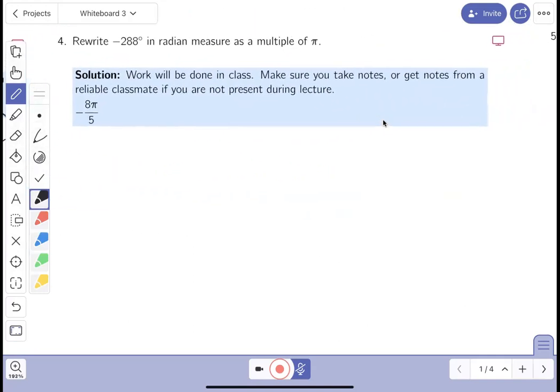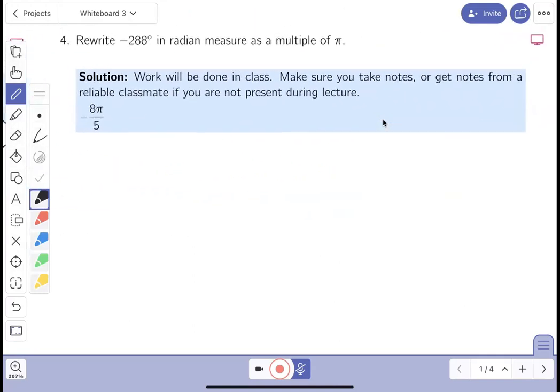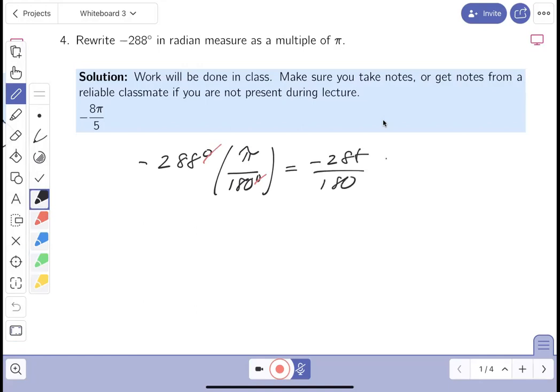Relatively simple questions. And this one over here says rewrite minus 288 degrees as a multiple of pi. You know, pi, you have to understand, has no unit on it. So they want me to go to radian measure. I'll write that down for you. And what's the conversion factor? Pi over 180 degrees. What's nice about this? Degrees cancel off, relatively simple. What do you get? Minus 288 over 180 pi.